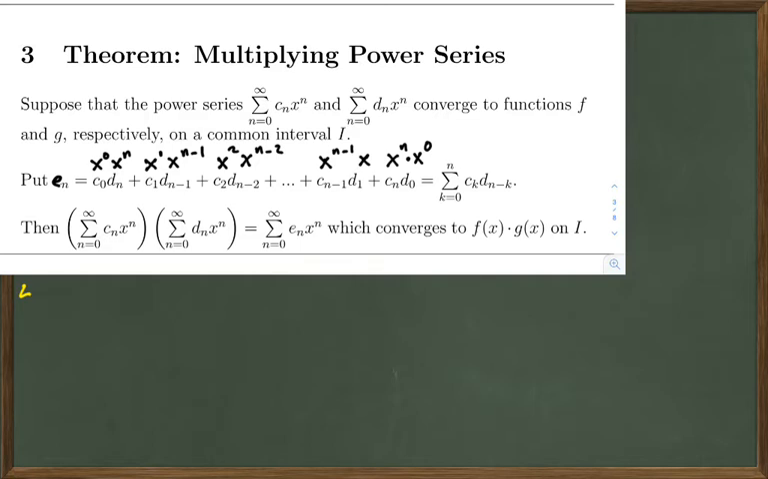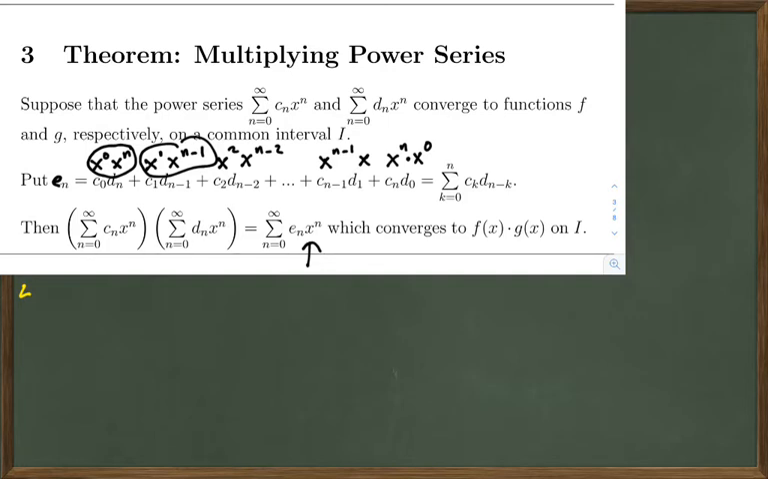Now if we add up all those powers in each respective pair, this would be x to the n, etc. And we write that as the sum k equals 0 to n c sub k d sub n minus k. And then if we wanted to put it into the series, all we need to do is put the x to the n on there. And so that's how we do the multiplication of two power series.